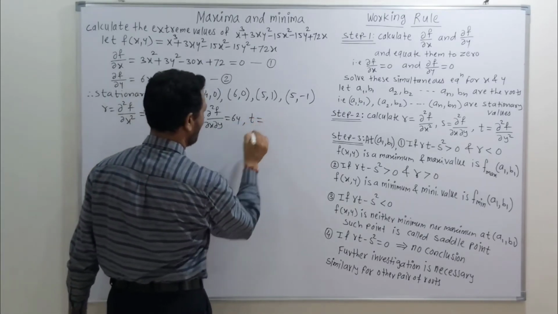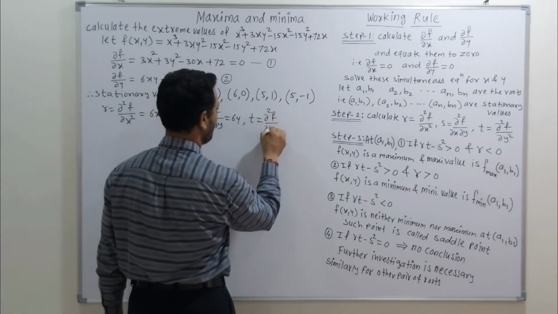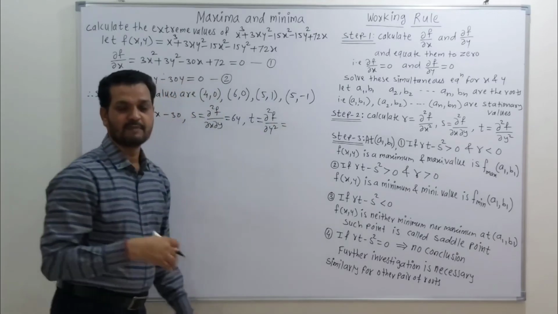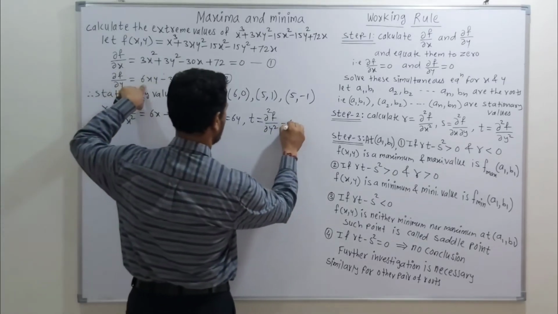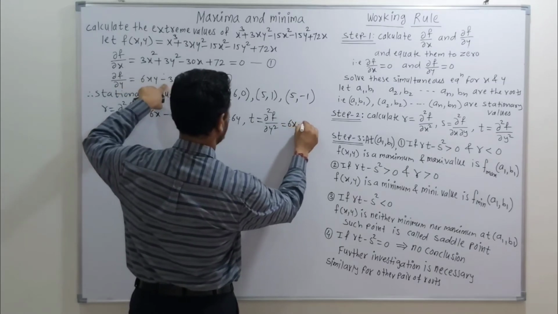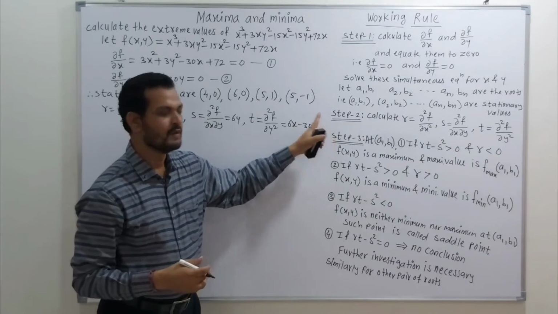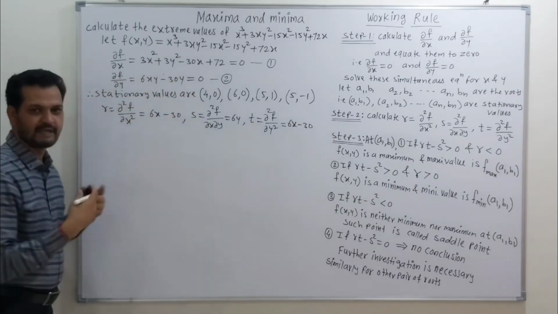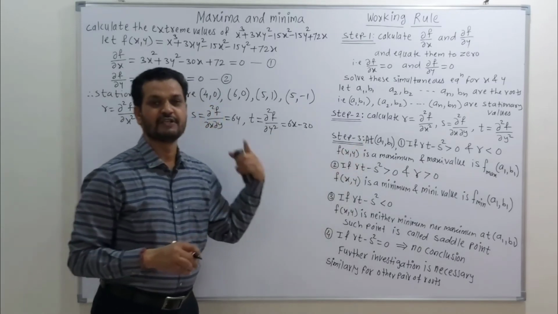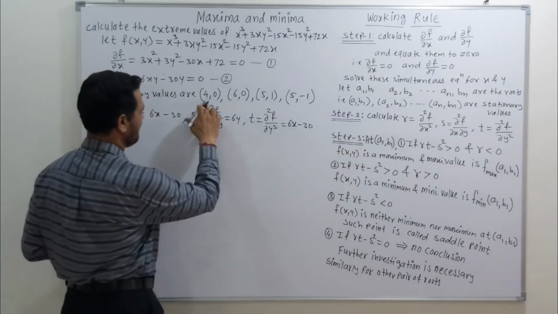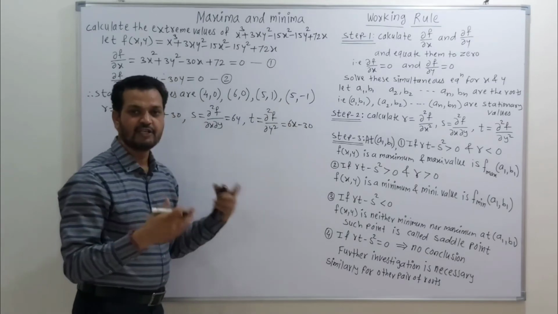Then calculate the value of t. Here t stands for the second order partial derivative of f with respect to y. That means take one more derivative of this function. The derivative of this function is 6x minus 30. So in this way we obtain step number 2. Now let's try to obtain step number 3. Step number 3 says that whatever stationary points you have, these are the stationary points, first, second, third and fourth, find out maxima and minima at each point.